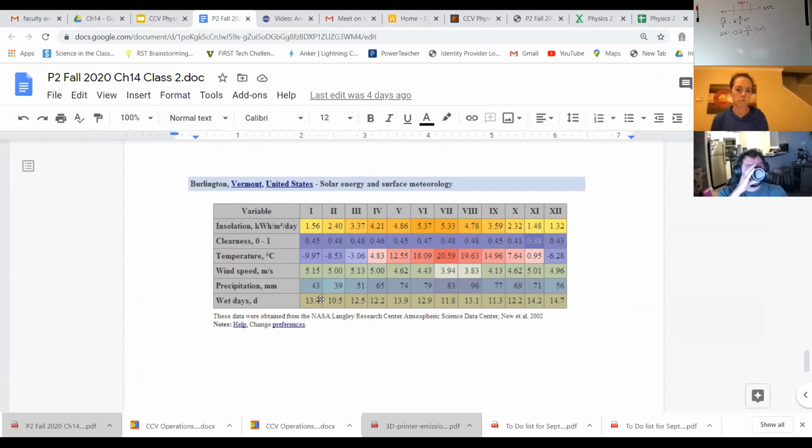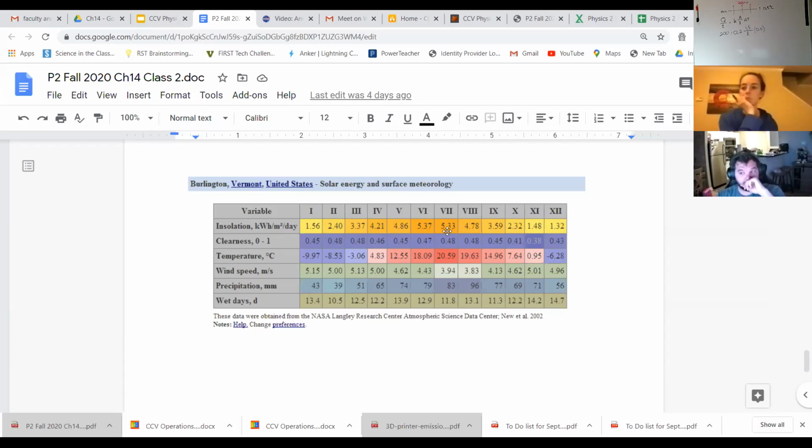So these are called insolation values. You can see here's the word right here, insolation. Not a U, it's an O, insolation. And it's kilowatt hours per meter squared per day. The Roman numerals are months. And so these are monthly averages of the amount of energy that we get per square meter per day from the sun.